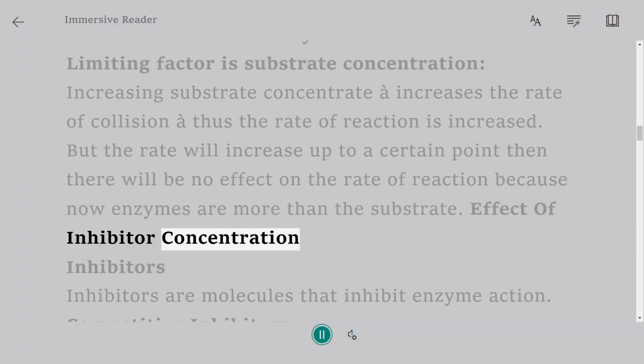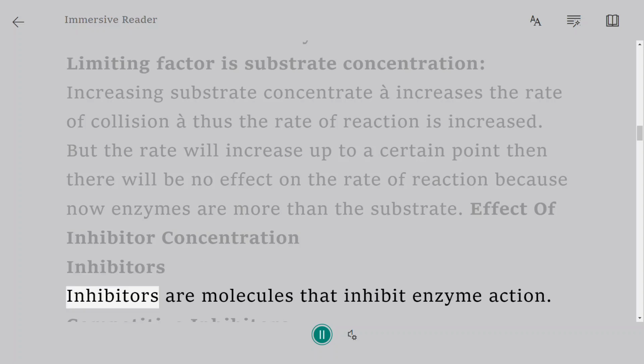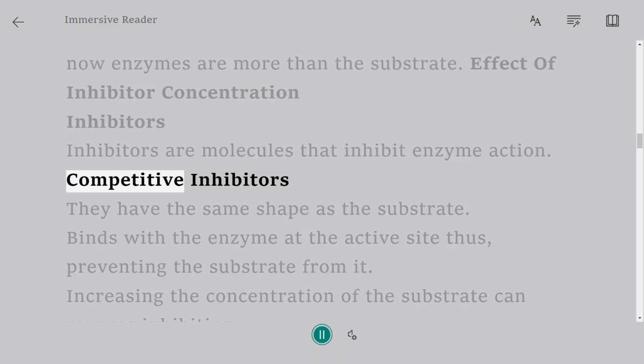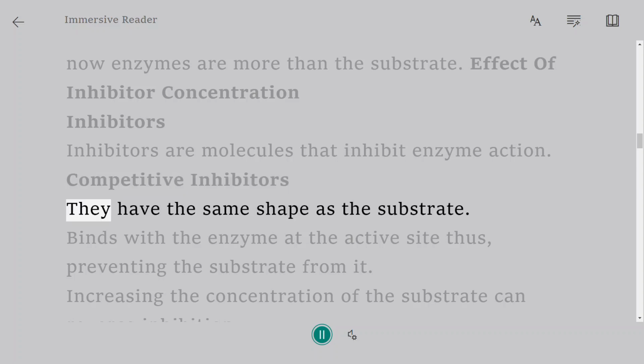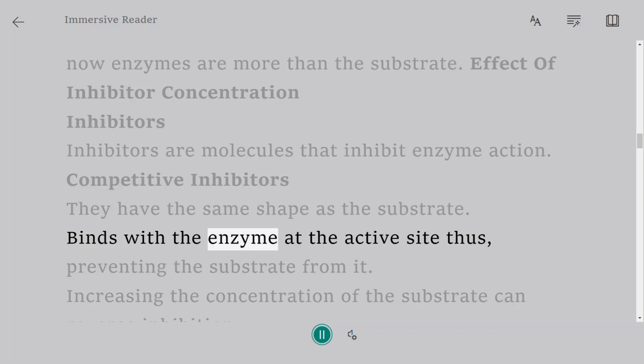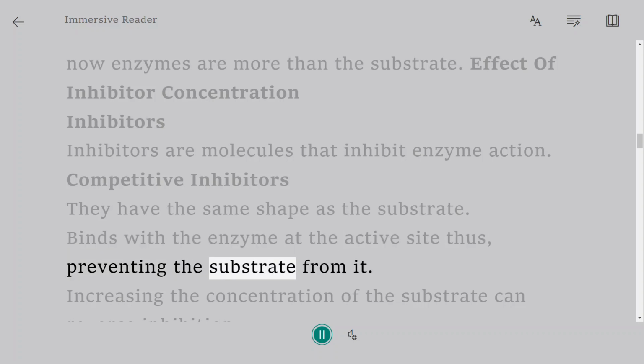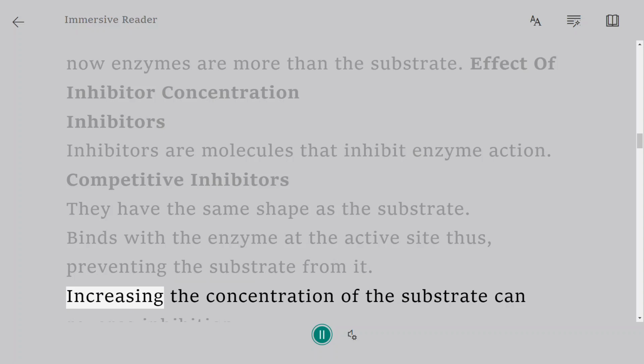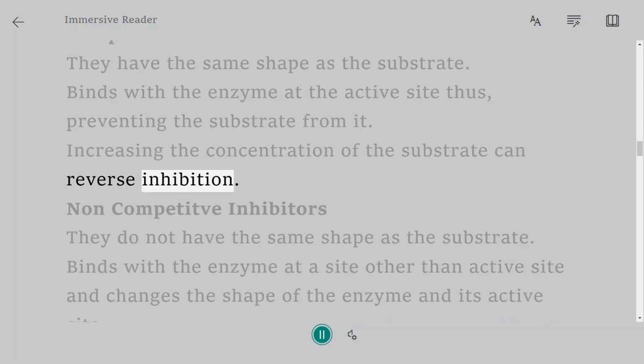Effect of inhibitor concentration. Inhibitors are molecules that inhibit enzyme action. Competitive inhibitors have the same shape as the substrate. They bind with the enzyme at the active site, thus preventing the substrate from binding. Increasing the concentration of the substrate can reverse inhibition.